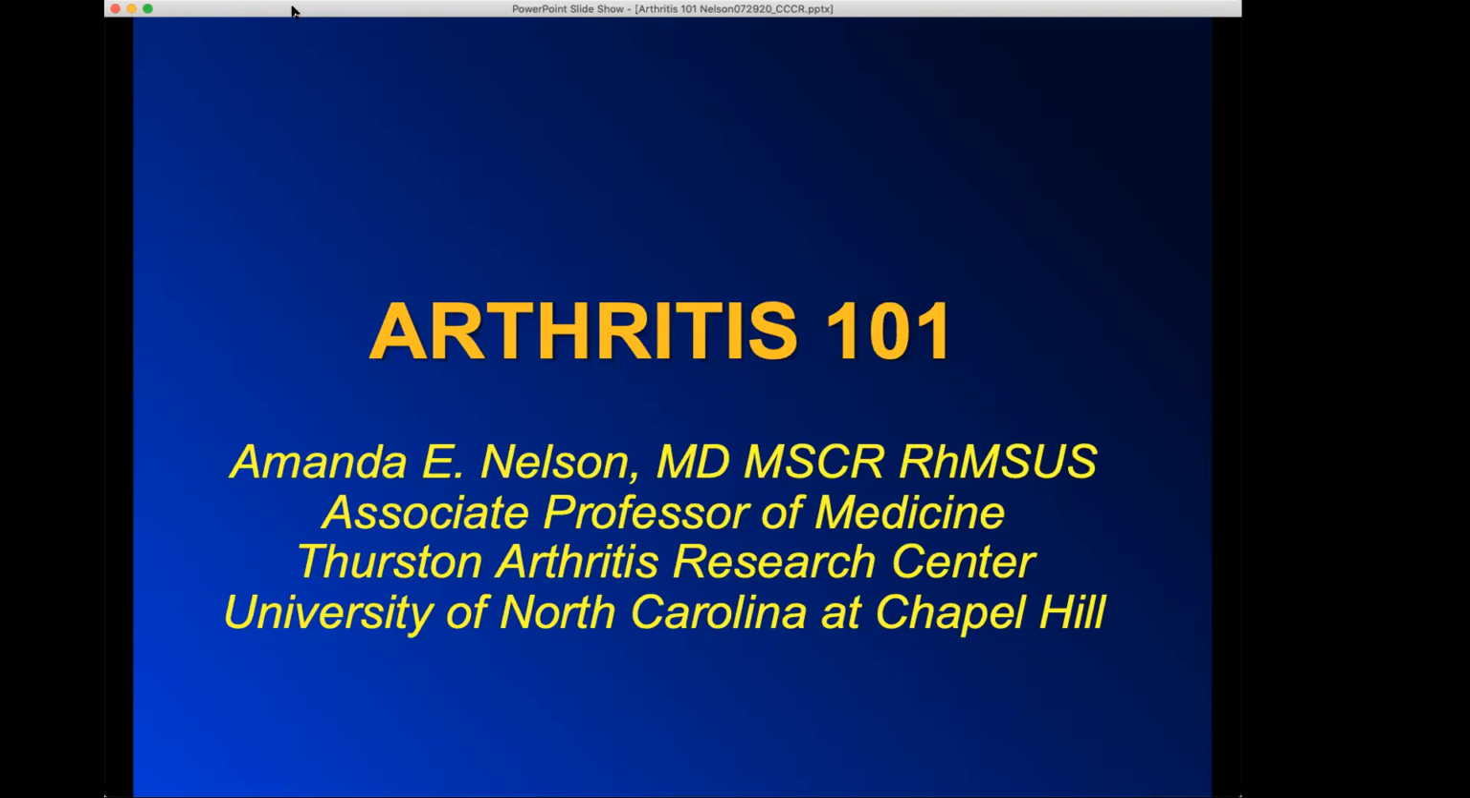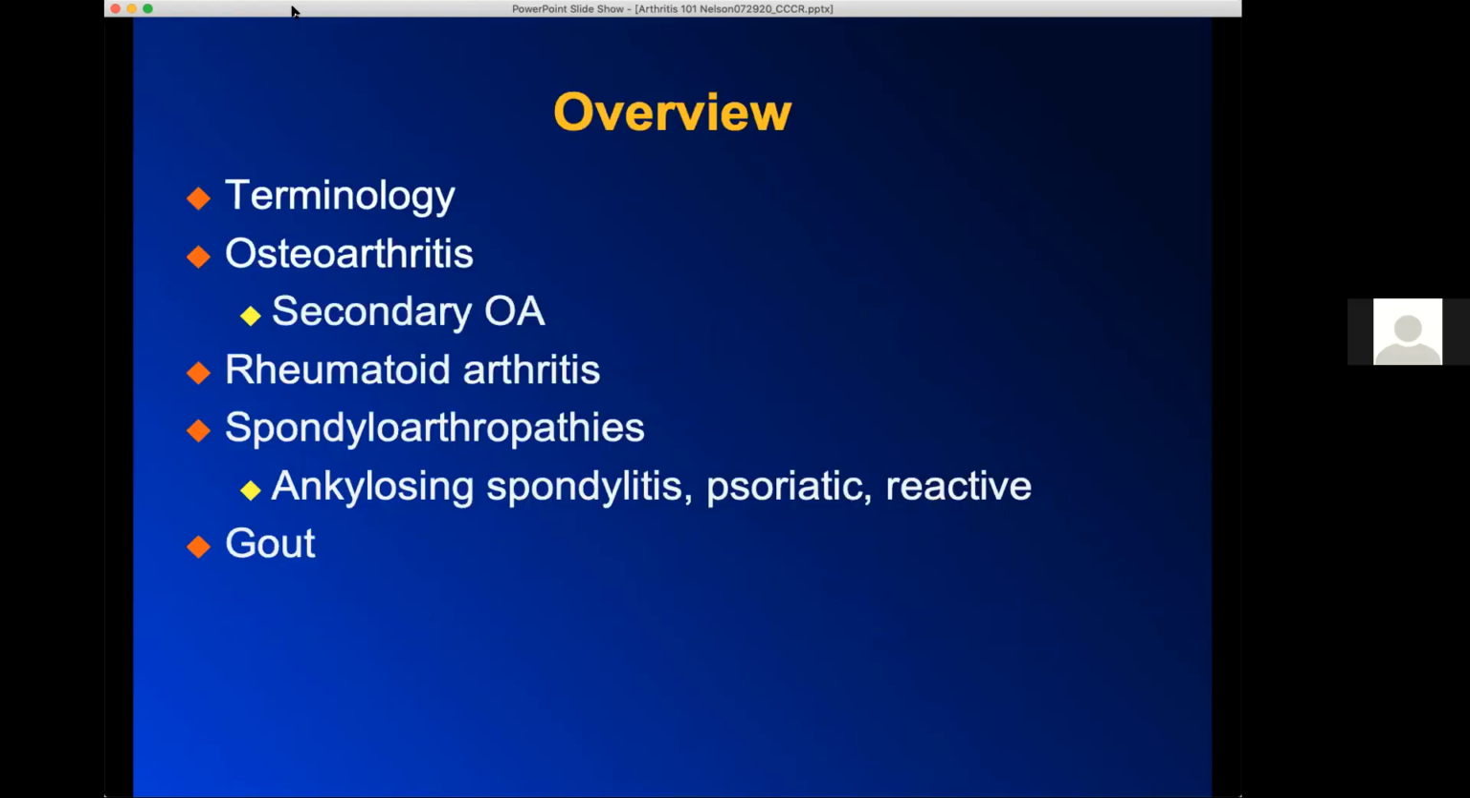So we're going to talk a little bit about terminology, which trips up even residents and fellows sometimes, so we'll review some of that. And then we'll talk about a few common types of arthritis that you might encounter in your work or discussions with researchers or clinicians, specifically osteoarthritis, rheumatoid arthritis, some of the spondyloarthropathies, and gout.